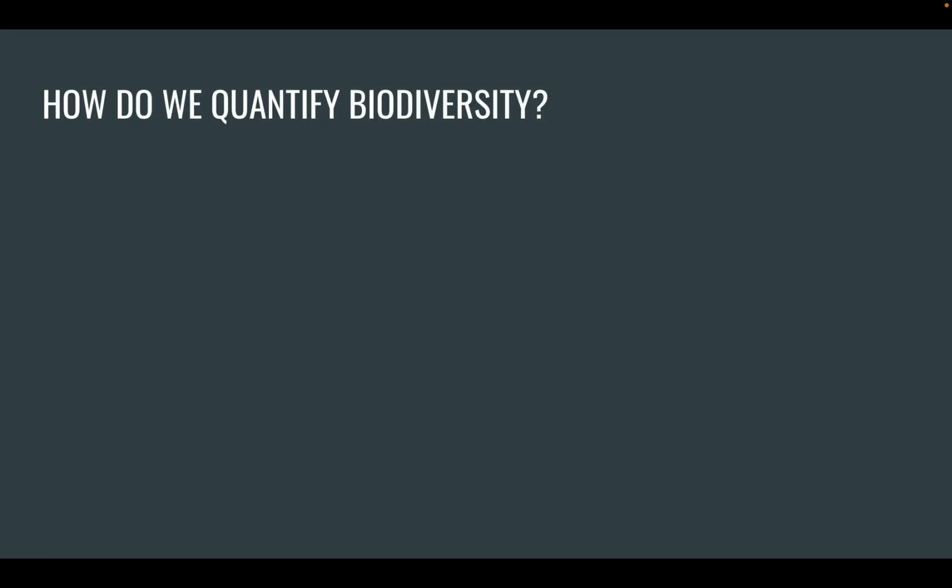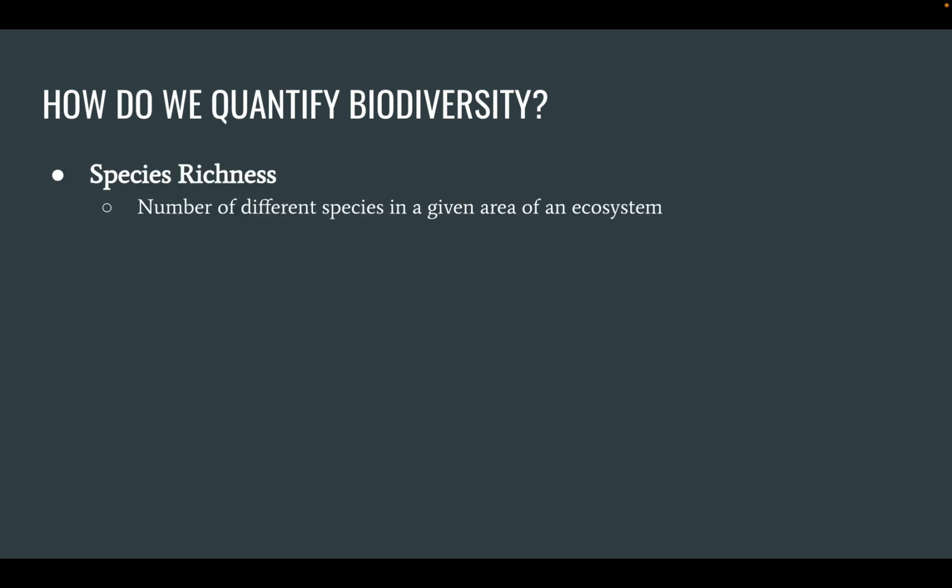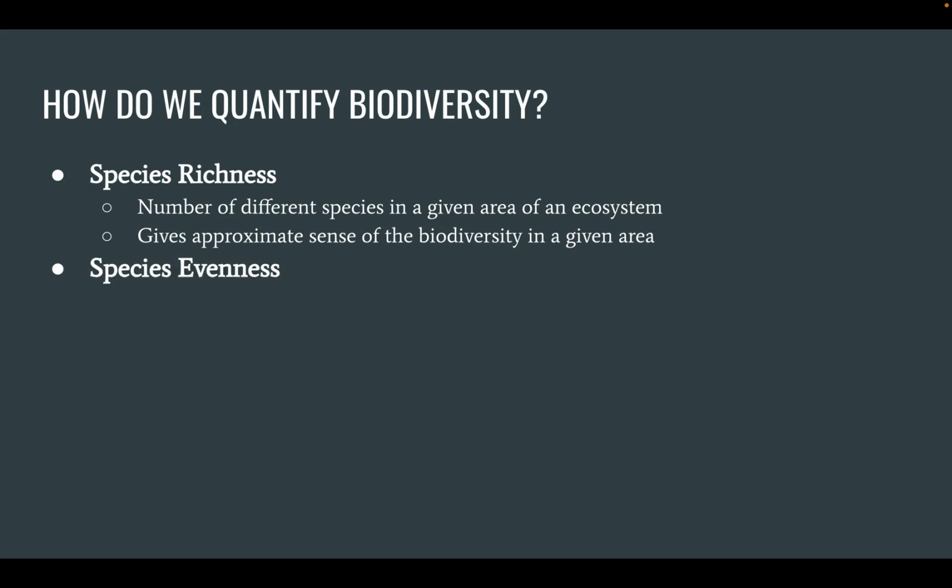Now, how do we quantify biodiversity? How can we say one ecosystem or one region has more biodiversity than another? So for this, we look to 2 specific categories. We look to species richness, which is the number of different species in a given area of an ecosystem, and it gives an approximate sense of the biodiversity in a given area. But it's not just the number of species, we're also looking at species evenness, which is the relative proportion of individuals within the different species in a given area.